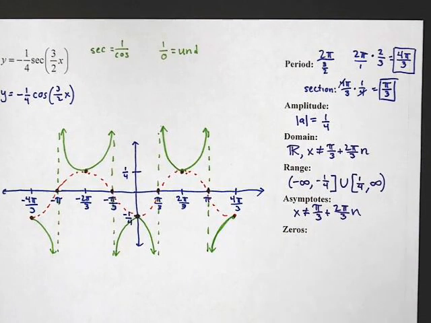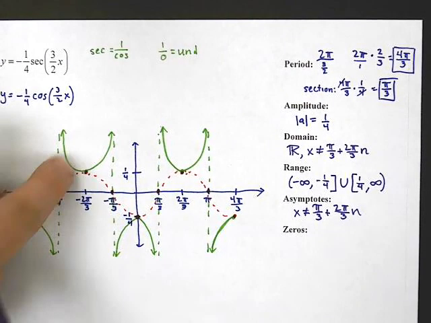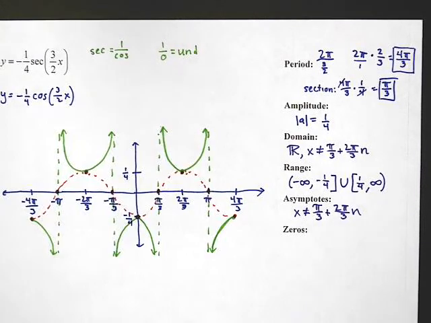Last thing, zeros. For secant and cosecant, you can't have any unless there is a vertical transformation or a vertical shift. Right now, if you look, the green is never crossing the x-axis. So we put none.